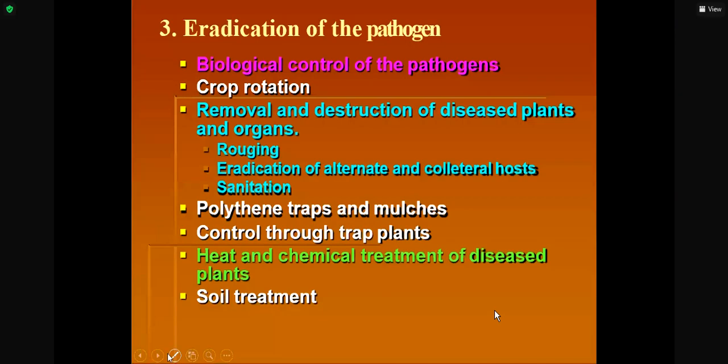Sir, from the previous slide, I have a question. During import of any seed from another country, what is the standard? Like certified seed is 0.5%, but during import of any seed from another country, what is the maximum value in that case?